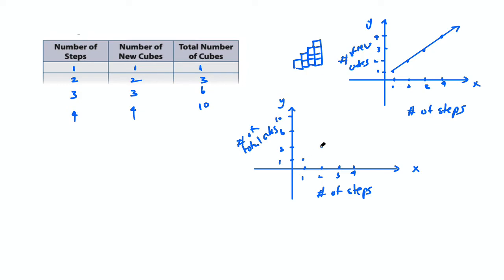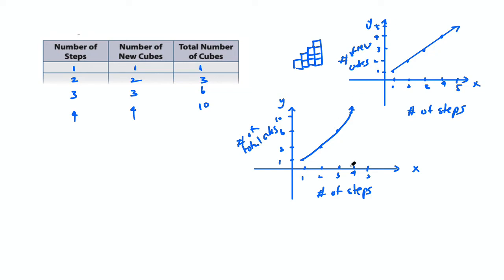Right, so the pattern is slightly different. So it kind of curves up this way, right? It's not very much a straight line. So the main difference between these two is that this is linear and this is not, right? And this one, as we increase the number of steps, the number of new cubes added is exactly the same as the number of steps we have. So the 5th step would require us to add 5 new cubes.